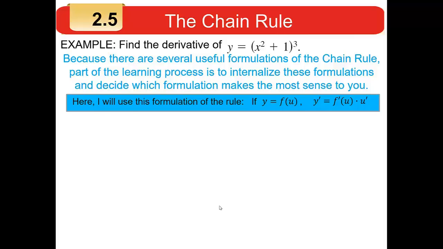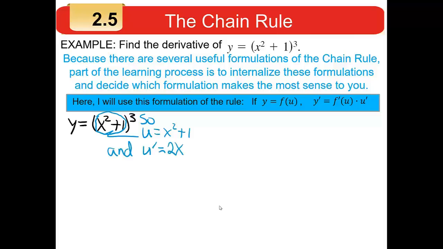If you're going to think about it that way, your main goal is just to figure out what the u is. And the u is the thing raised to the third power here. So the u is the inside function. So it's the x squared plus 1. And notice that in your formulation of this, you're going to have to eventually calculate u prime. So you might as well go ahead and do it. The derivative of x squared plus 1 is just 2x. You're going to need that. The formula says you're going to have u prime.